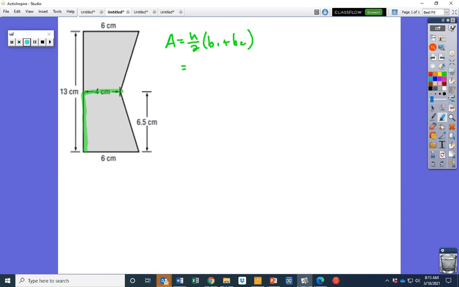And it's going to be the same as the trapezoid up here because they have the same dimensions, don't they? Okay, so what's the height of this trapezoid? 6.5 divided by 2. What's base 1? 6. What's base 2? 4. Okay, so you can use your calculators. What's 6.5 divided by 2?